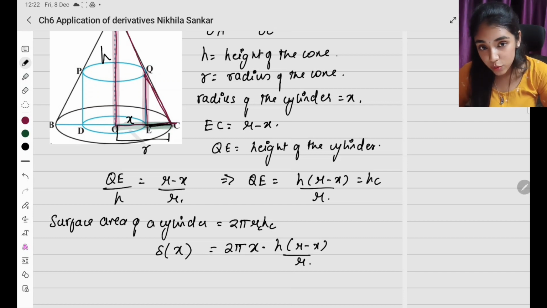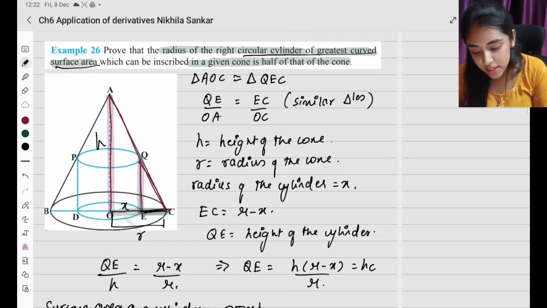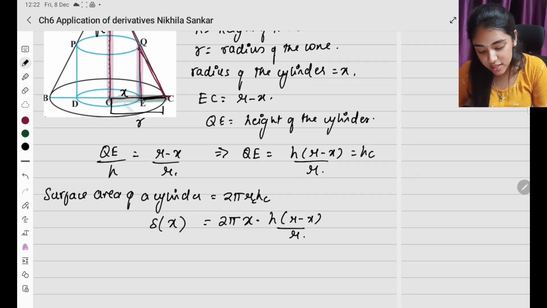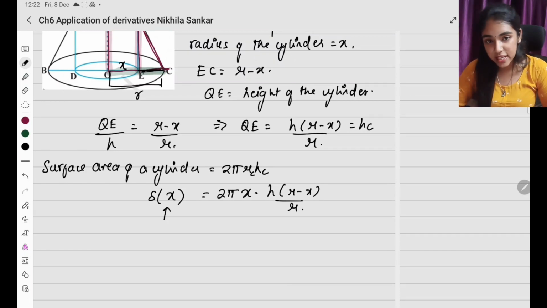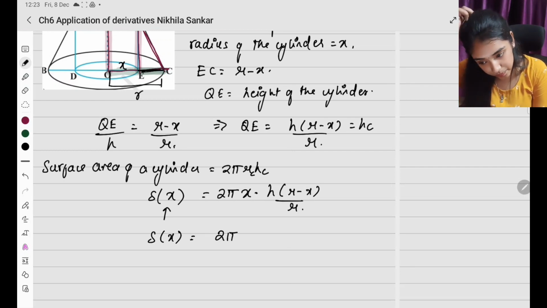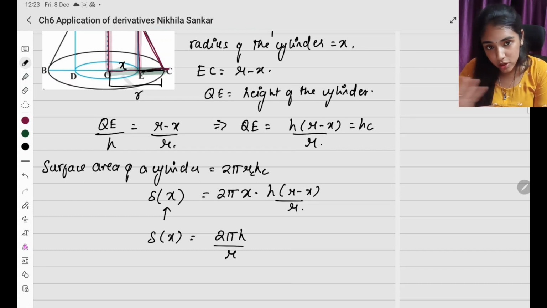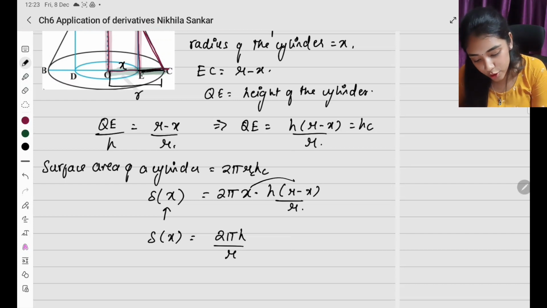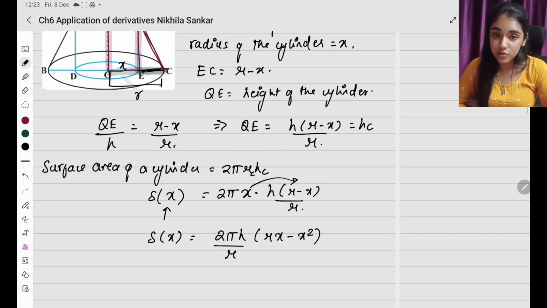So this is the surface area in terms of x. We need to find out what the radius of the cylinder is. That is what is asked. So prove that the radius of the right circular cylinder, that is the cylinder's radius, is x. So S of x equals, when I multiply inside, 2 pi h divided by r. These are all my constants. I'm going to multiply the h inside. So I have rx minus x square. So this is going to be my S of x.